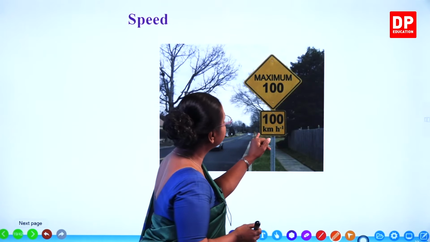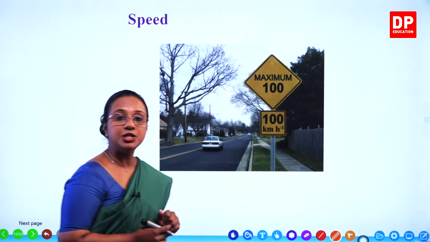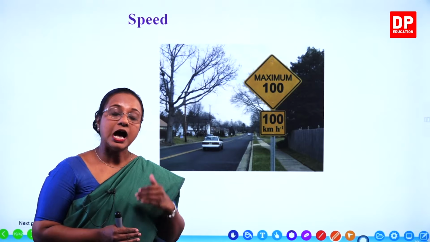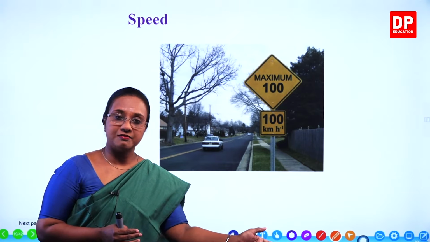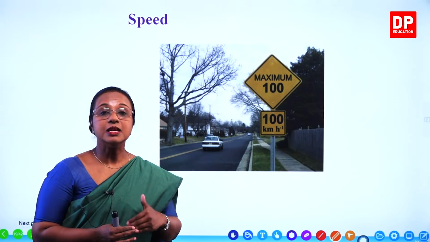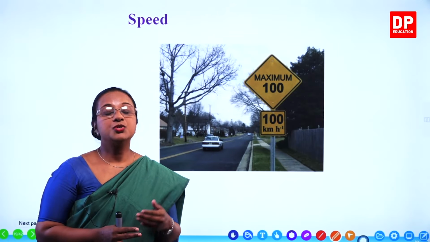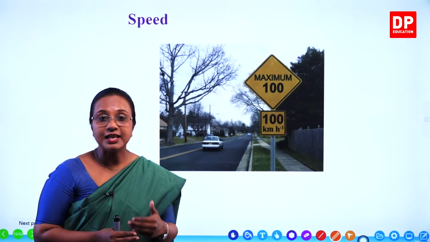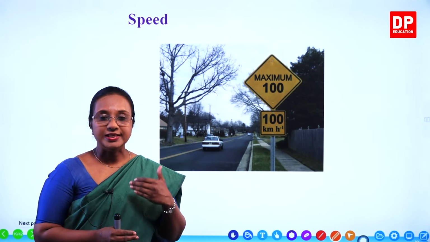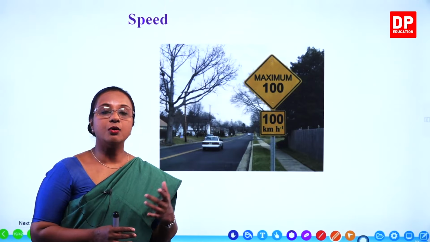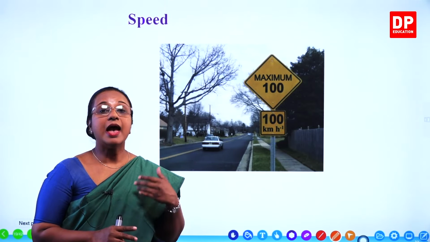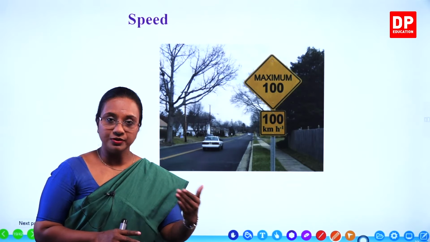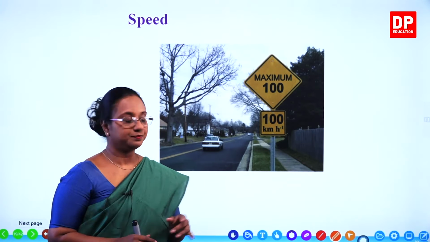And here the kilometer per hour is the unit of the speed. So this actually states how fast you can travel. It doesn't say in what direction. So as we discussed before, speed is a scalar quantity. With that in mind, we will see how we can define speed and do calculations thereafter.